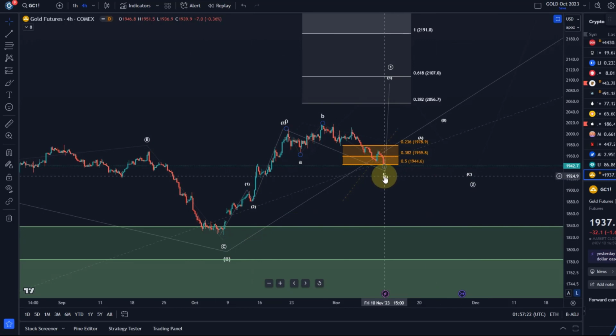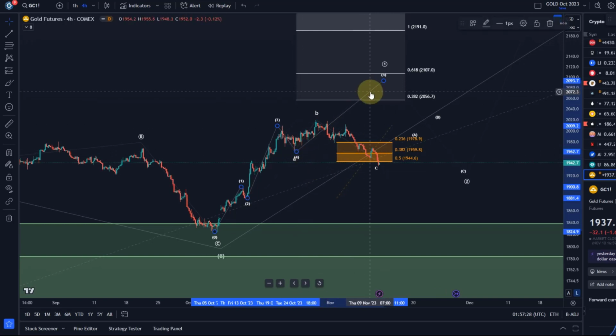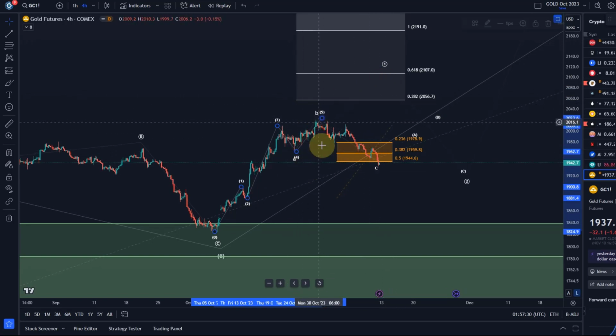I can make it work to call the wave 4 finished here and the wave 5 here. And that would allow for a deeper pullback, but as I explained to you before, this is not necessarily a high probability setup. It's not a high probability count. So while that's possible, it's just nothing that would be highly or very, very reliable.